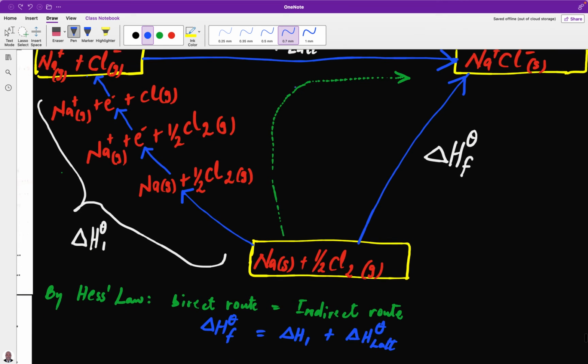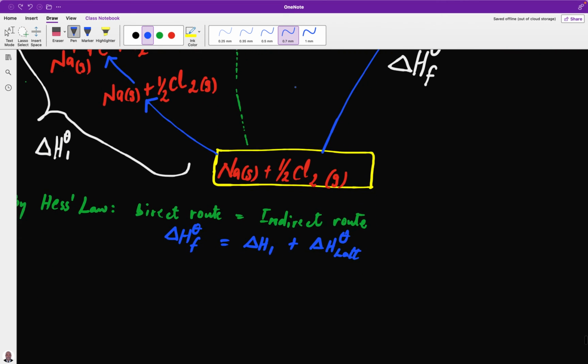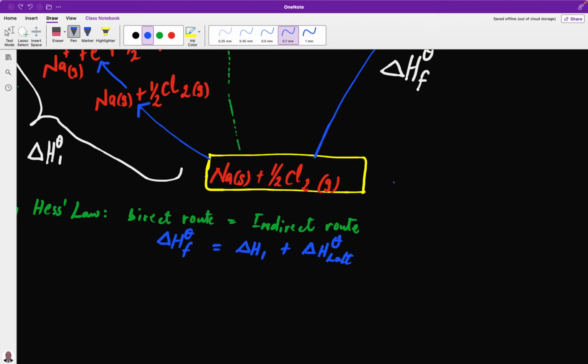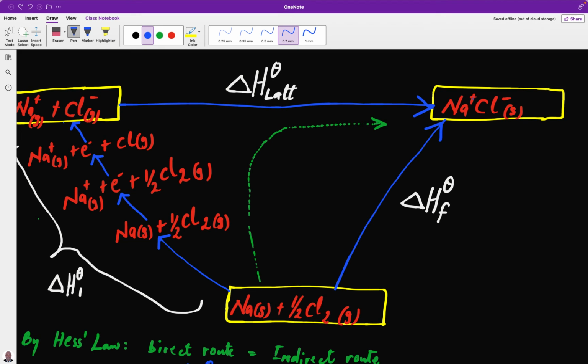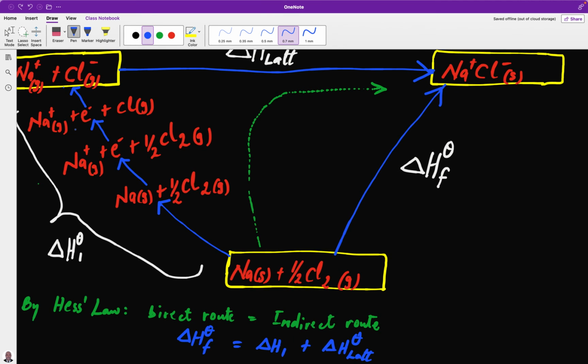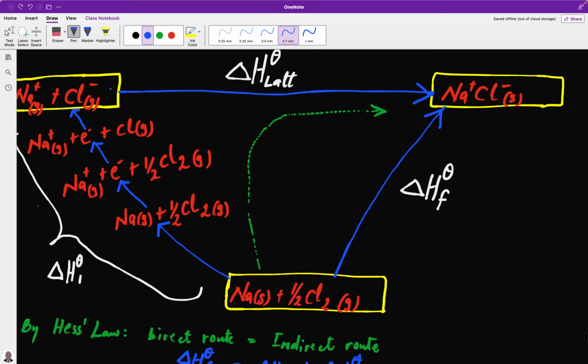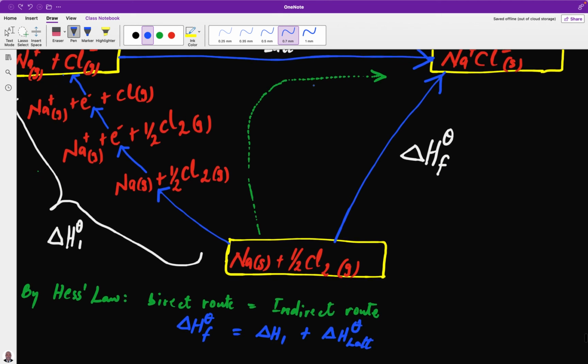So I want to solve this equation using this. The direct route to the formation of this lattice compound is the enthalpy of formation. But the indirect route goes through this route here, from here to this end and back here. It involves this plus this. This one will involve the enthalpy of atomization of sodium, the first ionization energy, the enthalpy of atomization of chlorine, and the first electron affinity, plus this one. So let's see how we can calculate it.